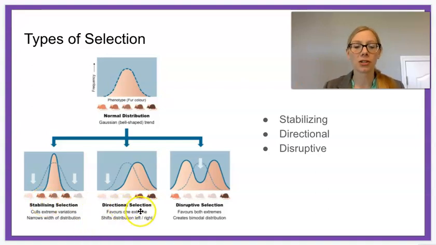We can also see directional selection, which favors one extreme more than the other. You might see the distribution move to the left or to the right, in one direction or another, based on what is getting selected out. Then finally, we can have disruptive selection, where we select out the middle. By selecting out the middle, one extreme or the other extreme is favorable, and so we see the population frequency increase in those two phenotypes. So those are the types of selection that we can see in a population.